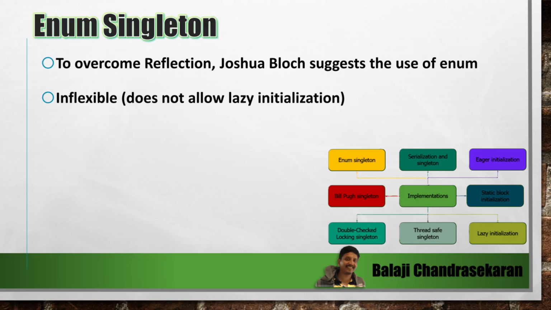To overcome this situation with reflection, Joshua Bloch suggests the use of enum to implement the singleton design pattern, as Java ensures that any enum value is instantiated only once in a Java program. Since Java enum values are globally accessible, so is the singleton. The drawback is that the enum type is somewhat inflexible. For example, it does not allow lazy initialization.